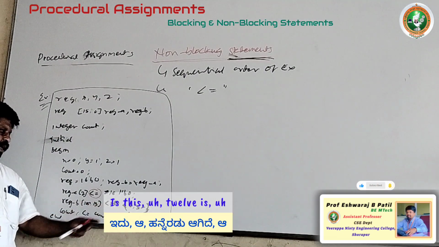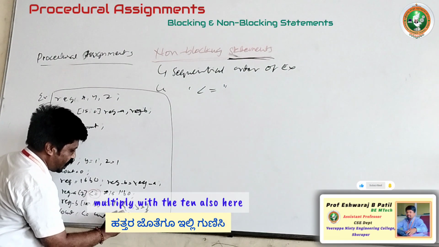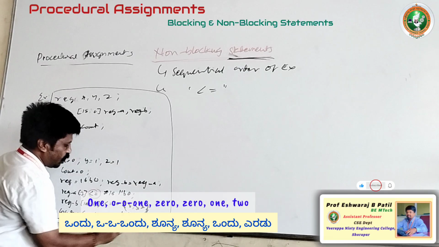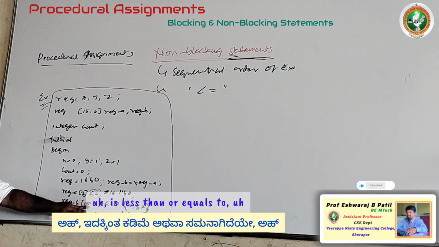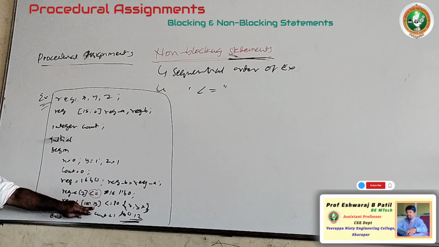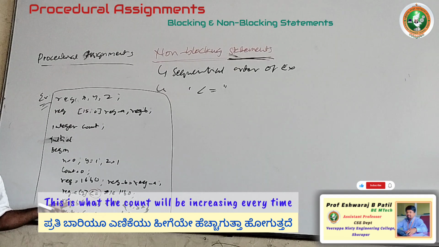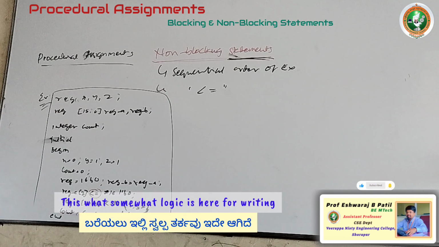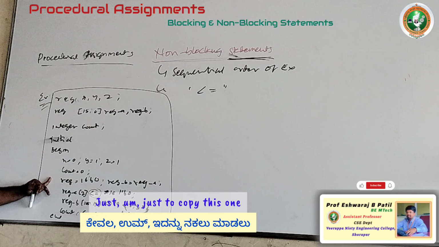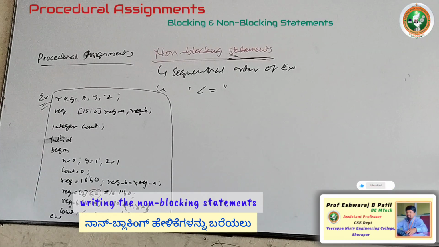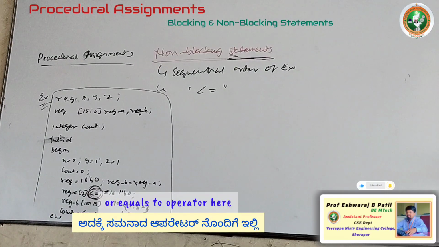This 12 is concatenated and multiplied with 10, here 1 0 0 1 2. This value is less than or equals to 13 raised to 15 raised to 13, which is the bit size being mentioned. The count will increase every time. This is the logic for writing the program for the counter. Just copy this one, it will be easy for you to write the non-blocking statements. Non-blocking statements are shown here with the less than or equals to operator.